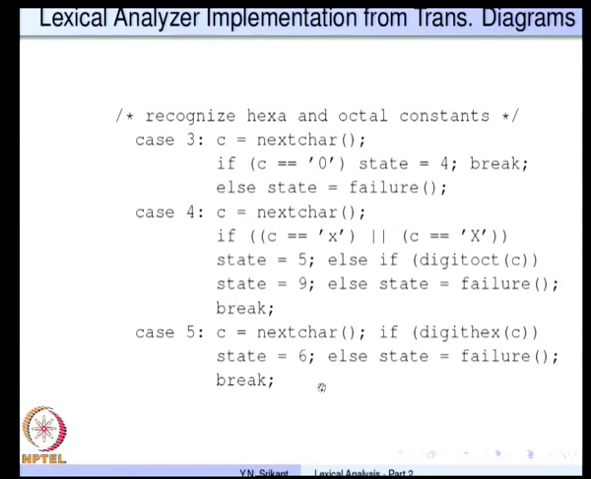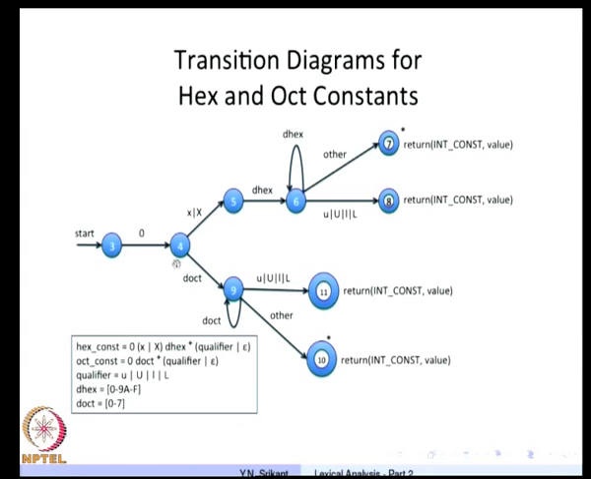The hexadecimal and octal constants are very similar. For example, let us trace the octal part. On 0 we come to 4, and then on an octal digit we come to 9, and then on the qualifiers we go to 11, or on any other symbol we go to 10. If we keep getting octal digits, we remain in state 9.